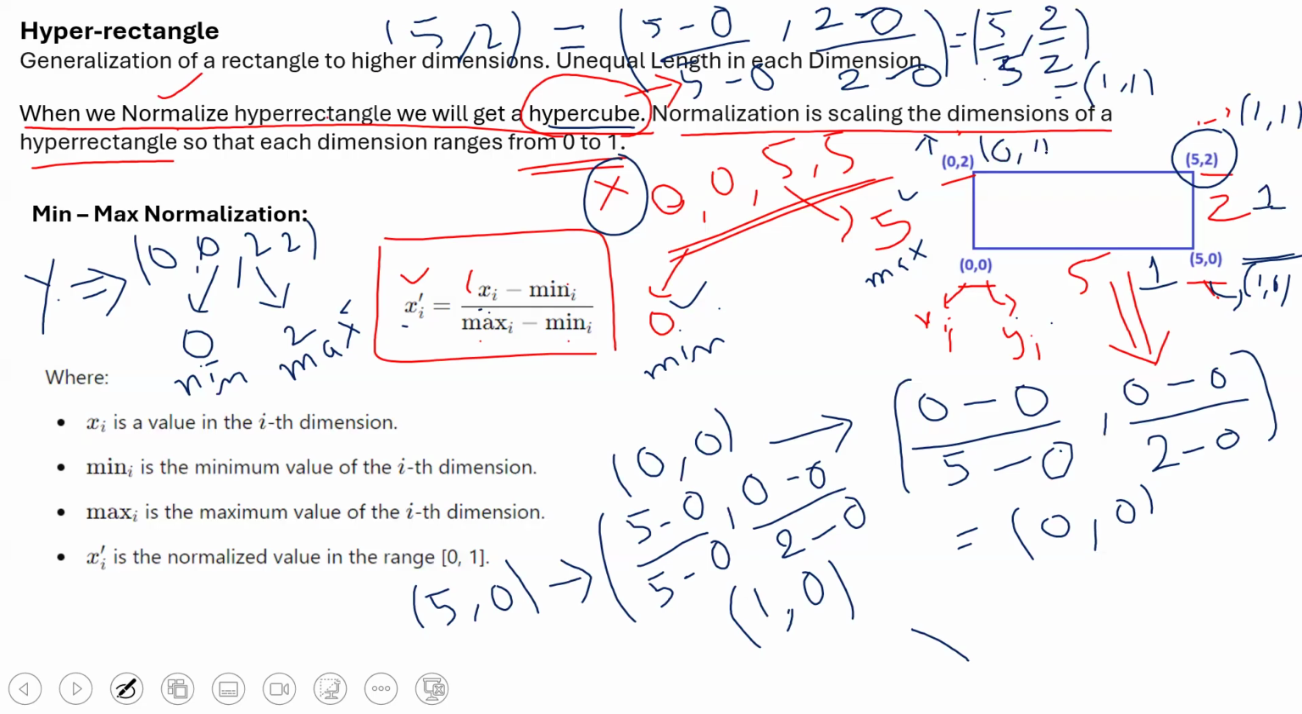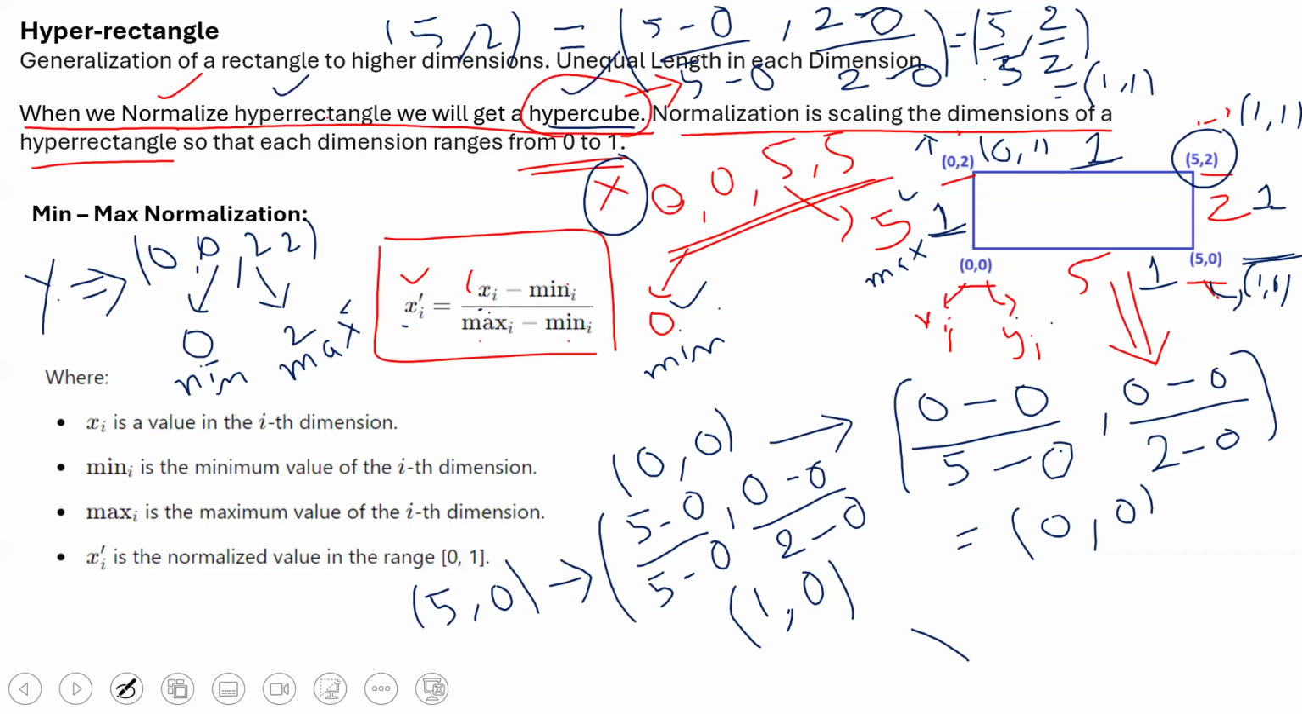Okay, so now what happened? The hyperrectangle changed to a hypercube. Look at this, all the sides will have equal lengths, a length of 1, which means it is a square. So that is what normalization means. When we normalize a hyperrectangle, we will get a hypercube. So that is the relation between hypercube and hyperrectangle.